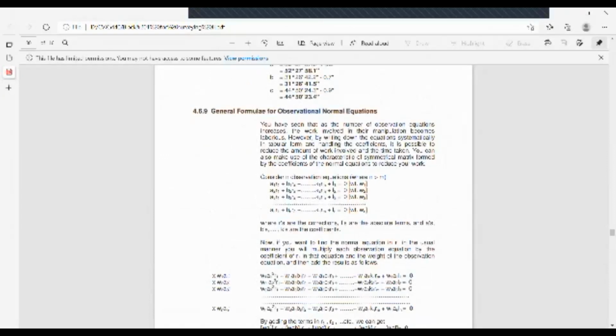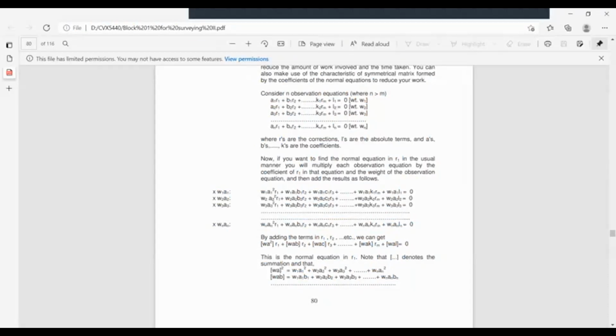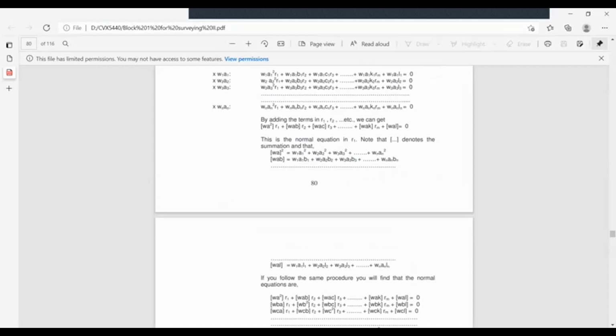Now under this 4.6.9, you can see the set of equations considered all line symbols. You only have to multiply it by W1, A1 for the first one, because we are going to get the normal equation for R1, right? For the second equation, you can see here, the coefficient for R1 is A2 and the weight for this equation is W2. So you multiply it by W2, A2. Likewise, you can multiply, add it and get the normal equation for each and everything.